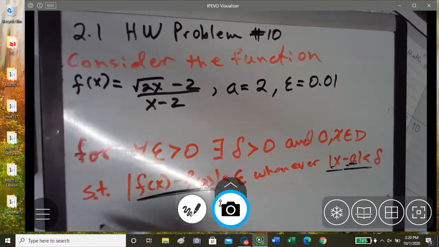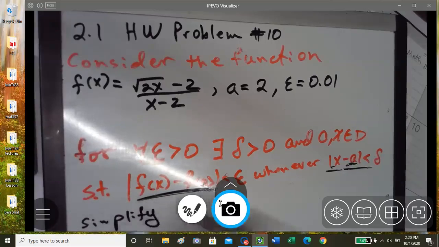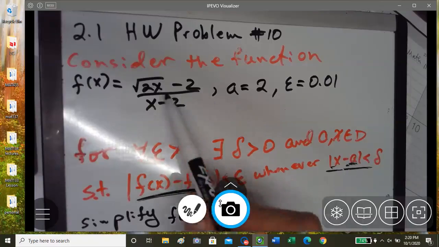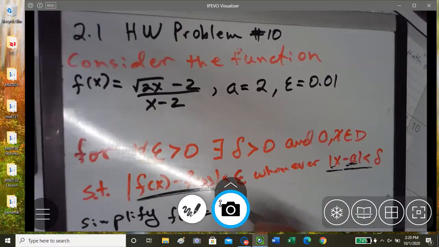So the first thing we're going to do is simplify our function f of x. So here we have square root of 2x. We're going to change that to an exponent: 2x to the 1/2 minus 2 over x minus 2.